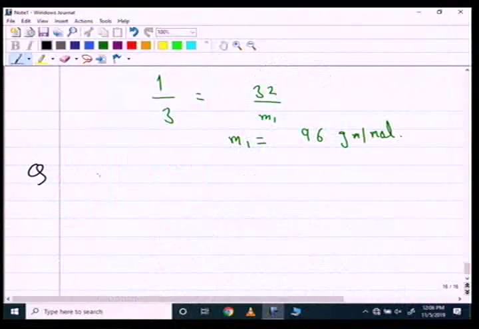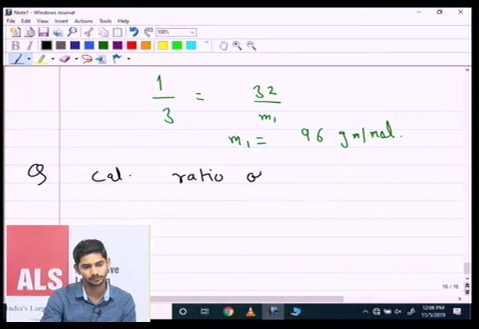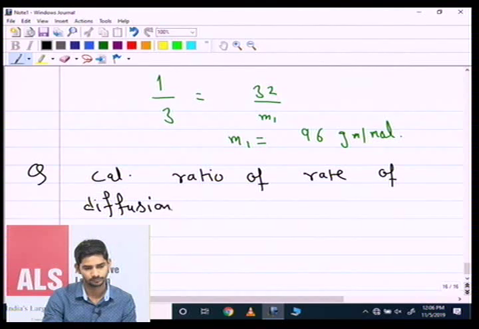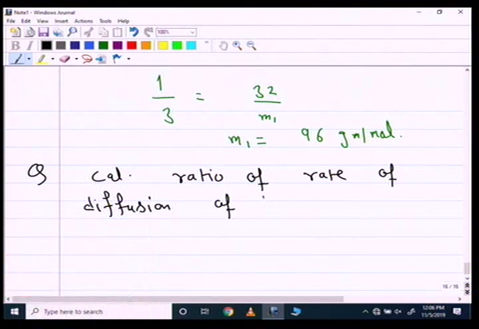Do this question. Calculate the ratio of rate of diffusion of helium, CH4 to O2. Do this one.